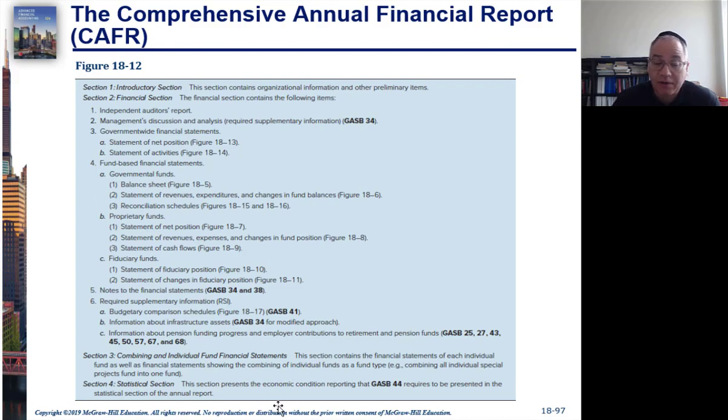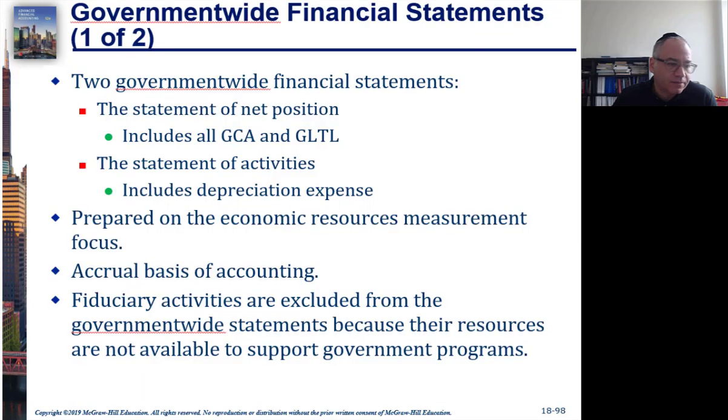And then there'll be sections 3 and 4. Section 3 will have combining individual fund financial statements. It kind of shows you a consolidation from the fund-based financial statements to the government-wide. And Section 4 covers all kinds of important statistics that governments need to provide about their performance.